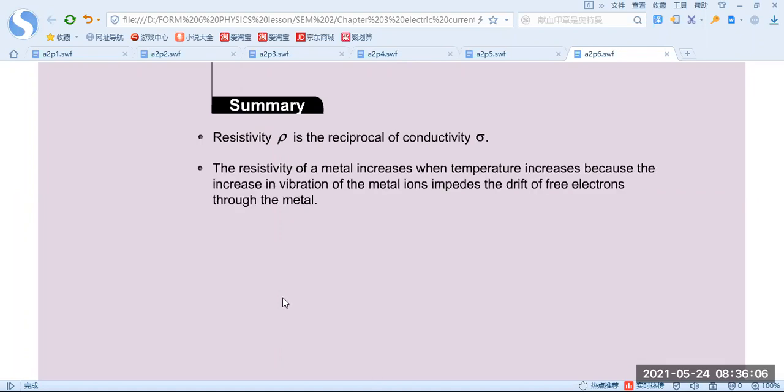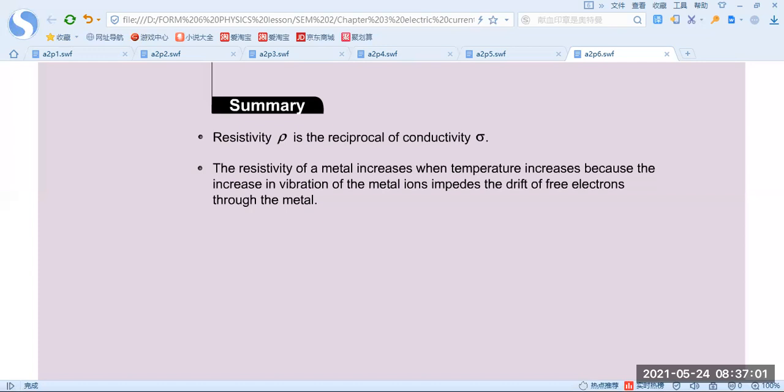which means that resistivity is inversely proportional to the conductivity. The resistivity of a material increases when the temperature increases because the increased vibration of the metal ions impedes the drift of the free electrons through the metal. This means that the resistivity increases when the temperature increases. Why? Because the vibration of the ions in the conductor reduces the drift velocity of free electrons through the metal when it's in the electric field.